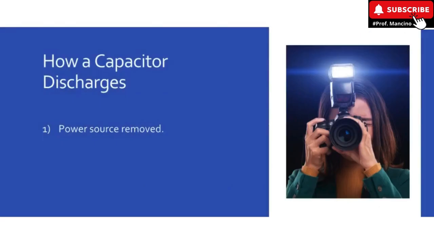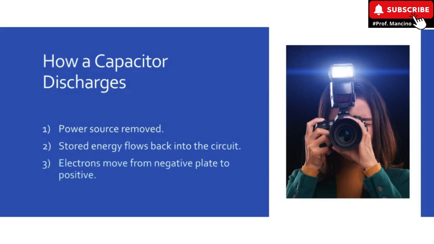And now it's time to look at how a capacitor discharges. First, we disconnect the capacitor from the power source. The electric field collapses, so the stored charge flows back into the circuit. This means that the electrons move back from the negative plate to the positive. This flow of electrons powers the circuit for a certain time.